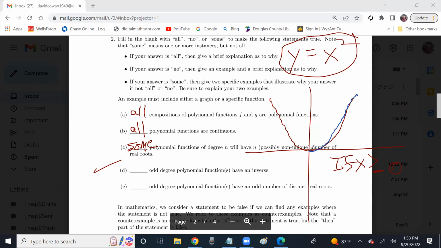Now that is 1-to-1. So this does have an inverse, but only if you restrict the domain. And that is actually done quite a bit. They do it in trig, where they restrict the domain of sine x in order to come up with an inverse, because the sine function is not 1-to-1.